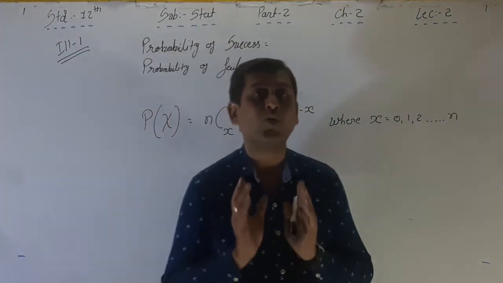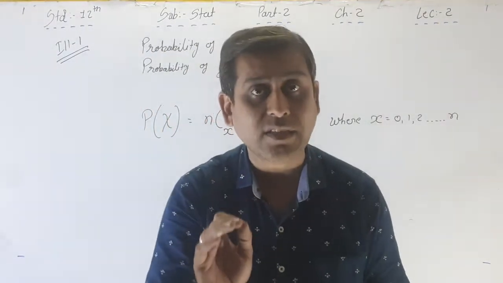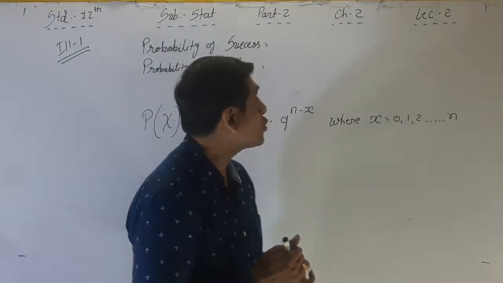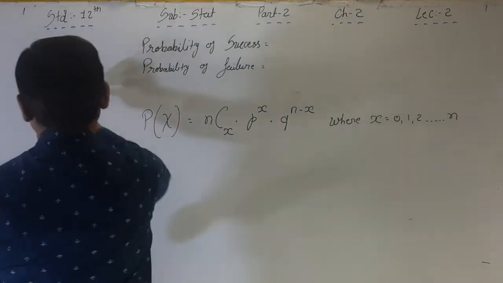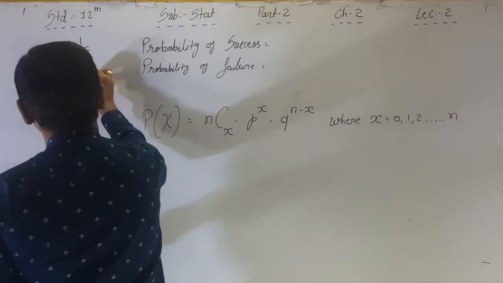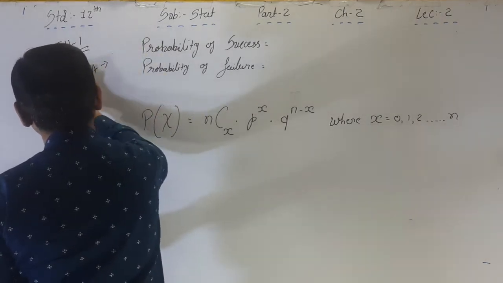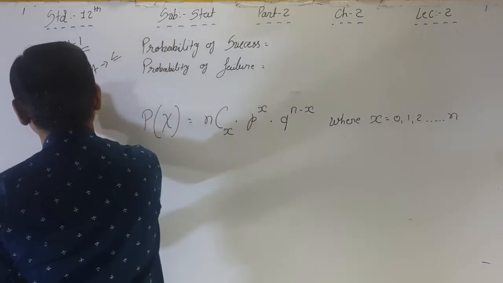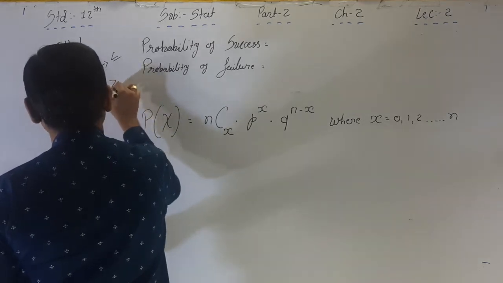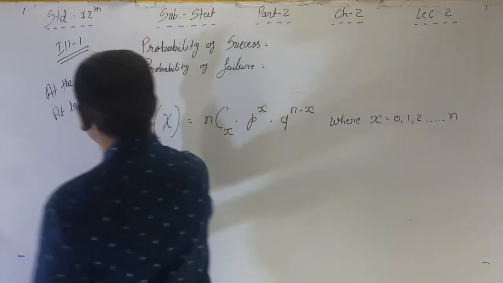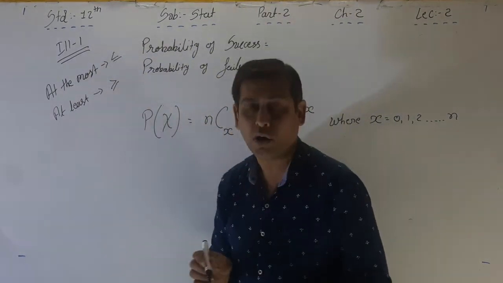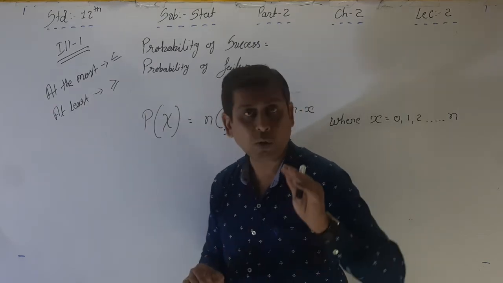Whenever the words at the most are there, we have to use less than or equal to, and whenever at least, we have to use greater than or equal to. So please write down the shortcut also. At the most, we have to write less than or equal to. At least, we have to write greater than or equal to. This is the shortcut. At the most, less than or equal to; at least, greater than or equal to. We have to use that particular sign.